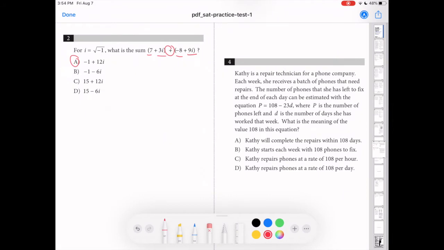Question 4. More algebra and rates. We have to analyze this equation. Remember that linear equations take the form y equals mx plus b. B is the y-intercept, and it's like the start or initial amount of something. Choice B talks about an initial rate, and is actually the only one to do so. Starts each week with 108.